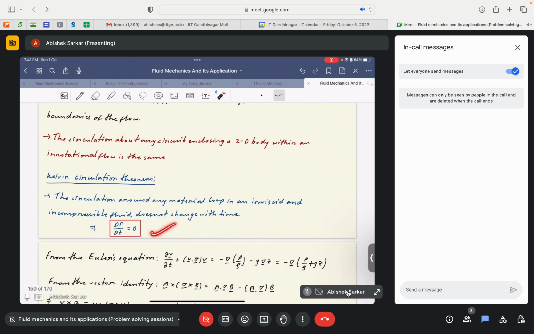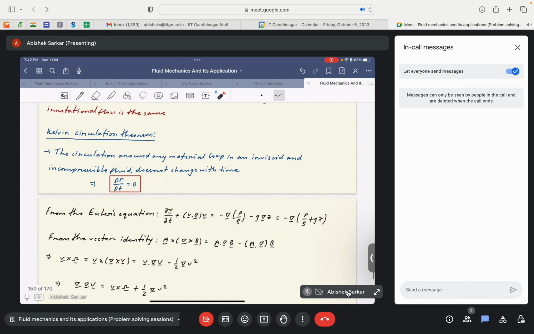You can look at this also in the lectures, but I will just go through it once, because this definition itself usually comes in many competitive exams, like what is the Kelvin circulation theorem, or what does it state, what is the mathematical formula. So I'll just go through it. The circulation around any material loop in an inviscid and incompressible fluid does not change with time. Basically this means that the complete derivative of the circulation in the flow field will be equal to 0.